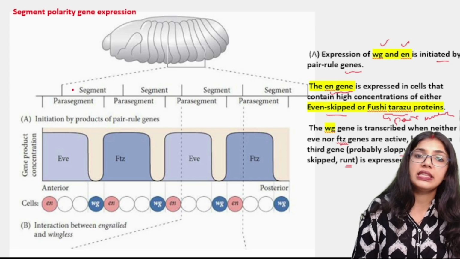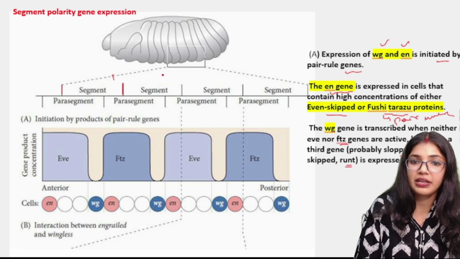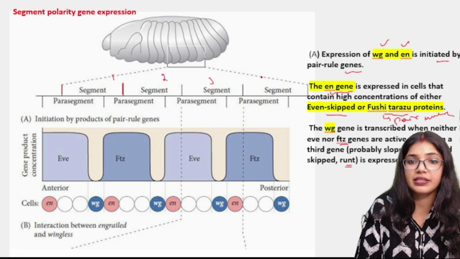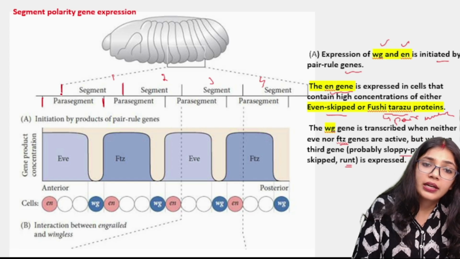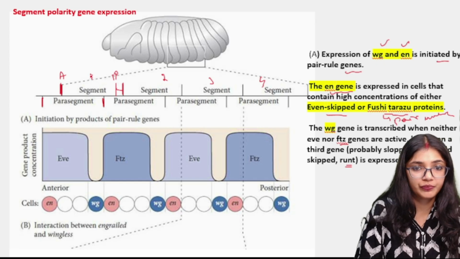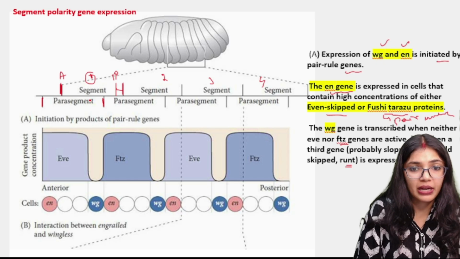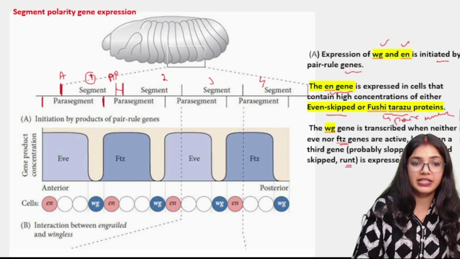Here we can see this is one segment, this is the second segment, this is the third segment, this is the fourth segment, and each segment has a parasegment. This segment has its anterior region, and this is the posterior region of segment 1. But in the case of the parasegment, this posterior region present here becomes the anterior region of the parasegment. We will be clear when we discuss these things.